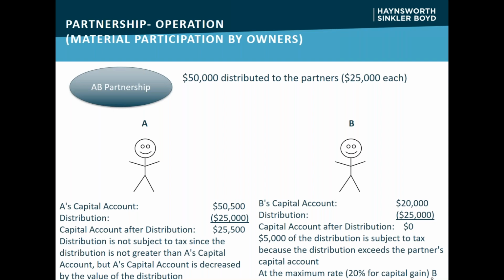And then for B, we're changing B's capital account from the prior example to show how the distribution is taxed to the partner if their capital account isn't larger than the amount of the distribution. So assuming B has a capital account of $20,000 and receives a $25,000 distribution, that takes out their whole capital account, so they have a zero capital account after the distribution, and $5,000 of that distribution is subject to tax because the distribution exceeded the partner's capital account. So assuming that they qualify for capital gains rates, which have a maximum of 20% rate that applies, B owes $1,000 in taxes for the distribution.